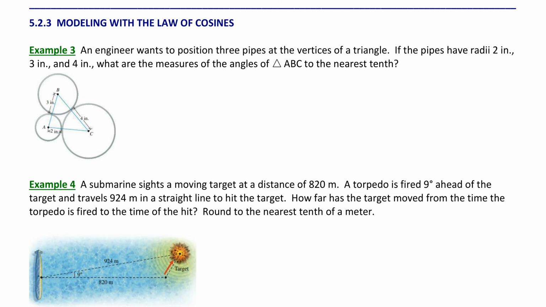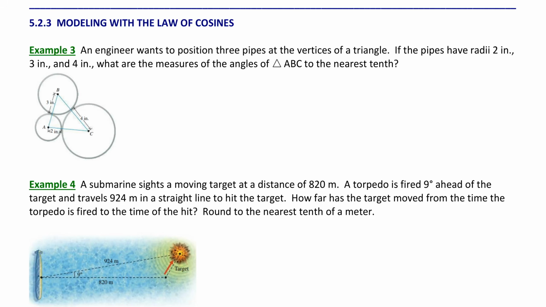It says an engineer wants to position 3 pipes at the vertices of a triangle. If the pipes have radii 2 inches, 3 inches, and 4 inches, what are the measures of the angles of triangle ABC to the nearest tenth? So notice that the center of each pipe is placed at a vertex of the triangle. The radii of each pipe are labeled on the diagram.